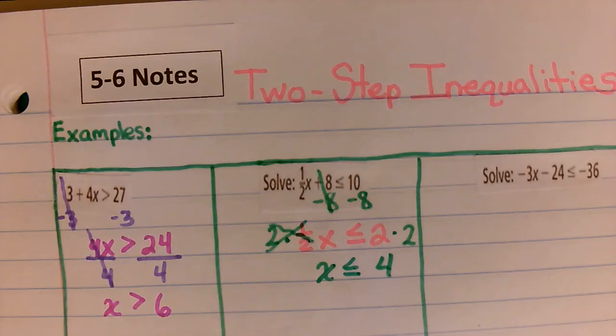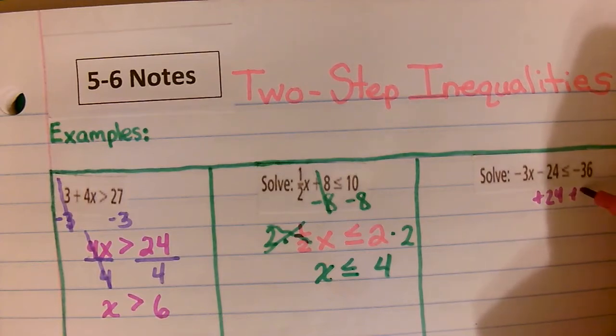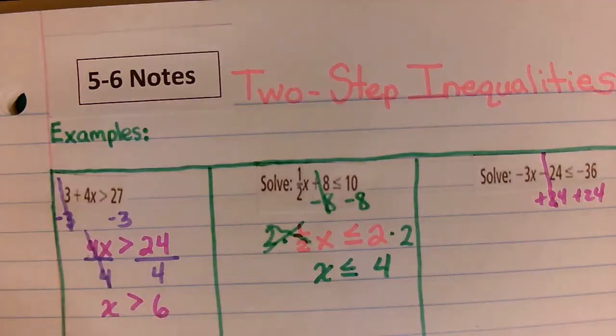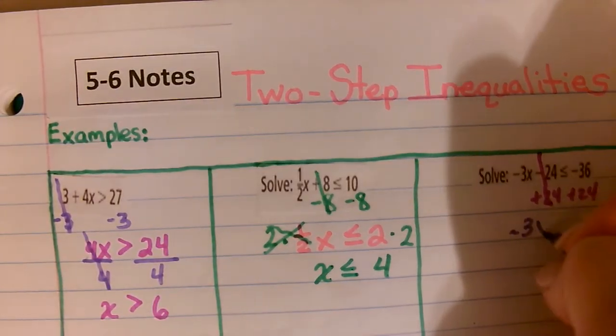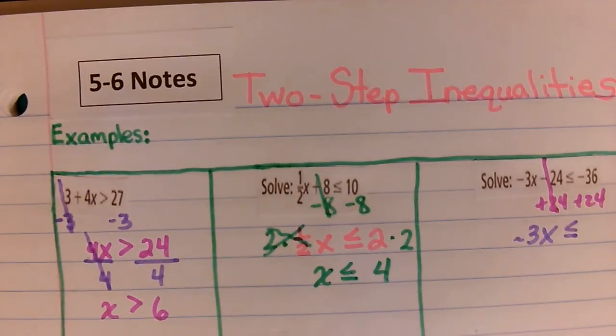On our last example, it involves a negative next to the variable, so we will be switching the sign at some point. But first, let's start with the 24, and we are going to add a positive 24 to both sides, plus 24 here, and plus 24 here. These cancel out, and you bring down your negative 3x, bring down your less than or equal to symbol. We haven't done anything with positive or negatives multiplying or dividing yet.